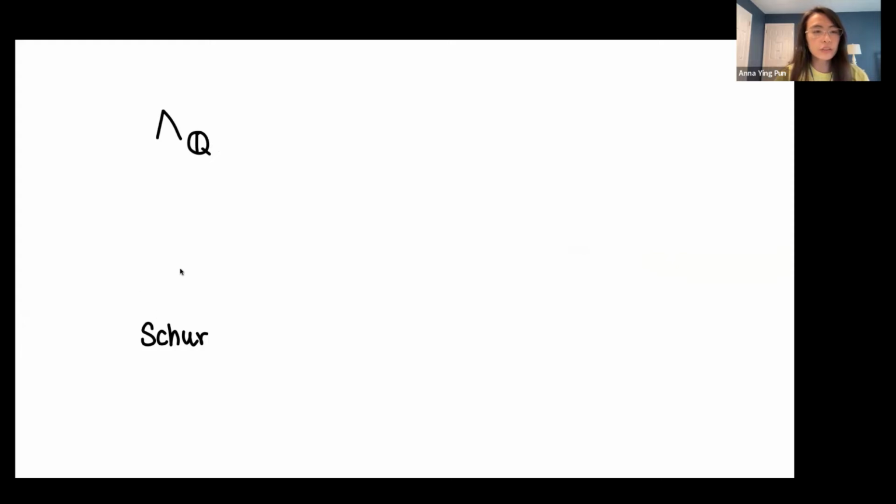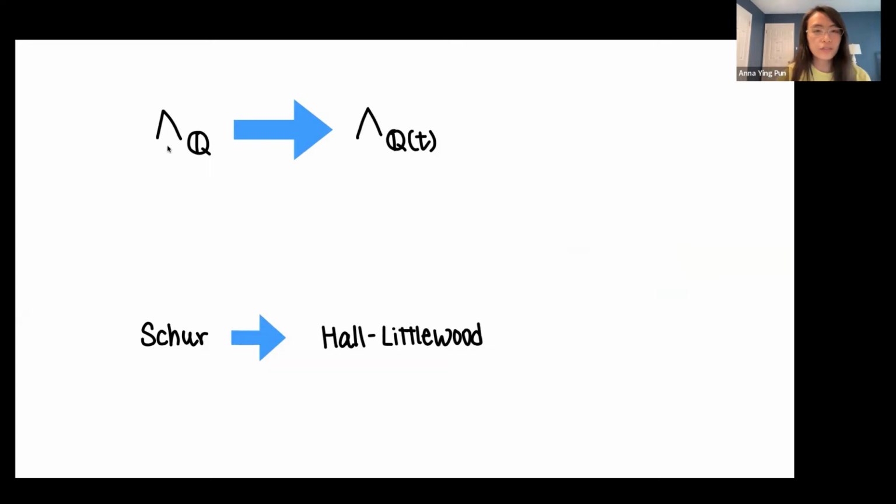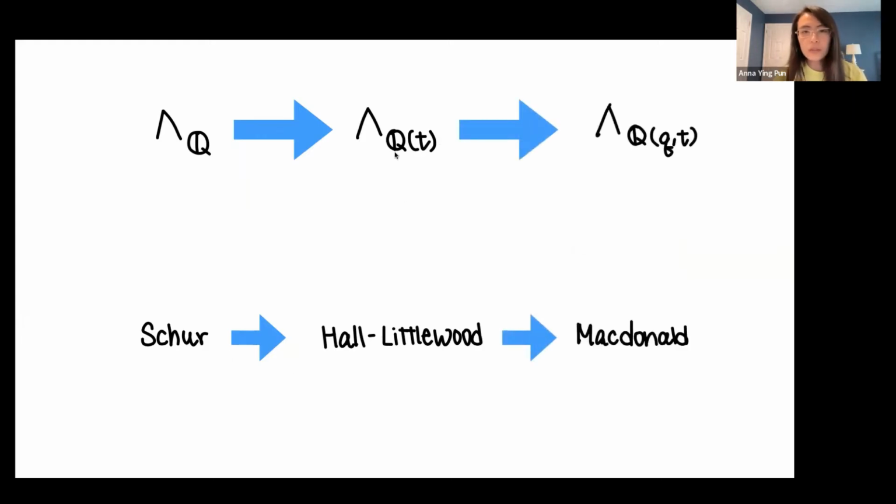So Schur functions are very important symmetric functions in the ring of symmetric functions over Q. If you upgrade it, kind of like have a newer version, if I change the base field to the rational functions in t over Q, then the Schur function will upgrade to the Hall-Littlewood polynomial. And if you upgrade it more, if your base field is Q(q,t), then the Hall-Littlewood would upgrade to the Macdonald polynomial.